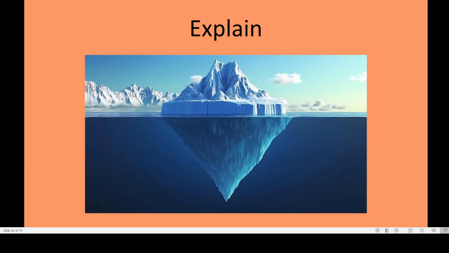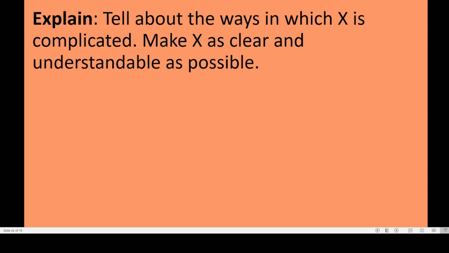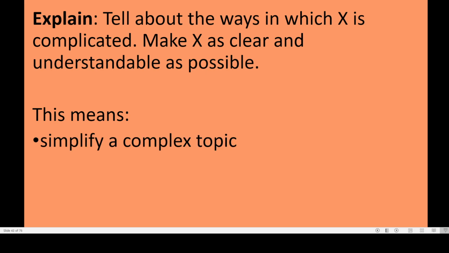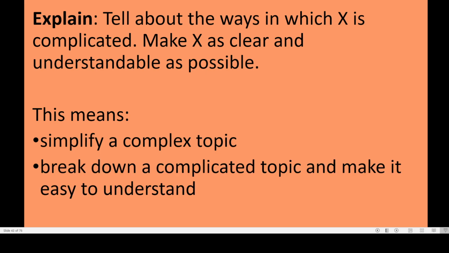So explain. Tell about the ways in which X is complicated, make X as clear and understandable as possible. So what does that basically mean? This means simplify something that's complex. Take something that's complicated and make it easy to understand.